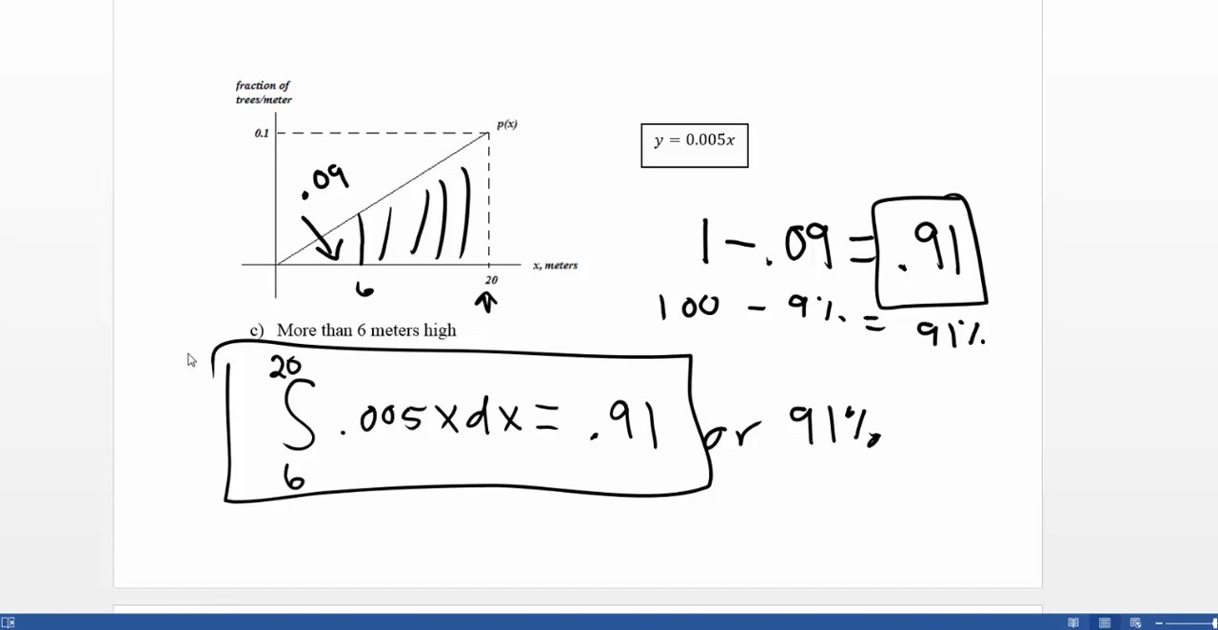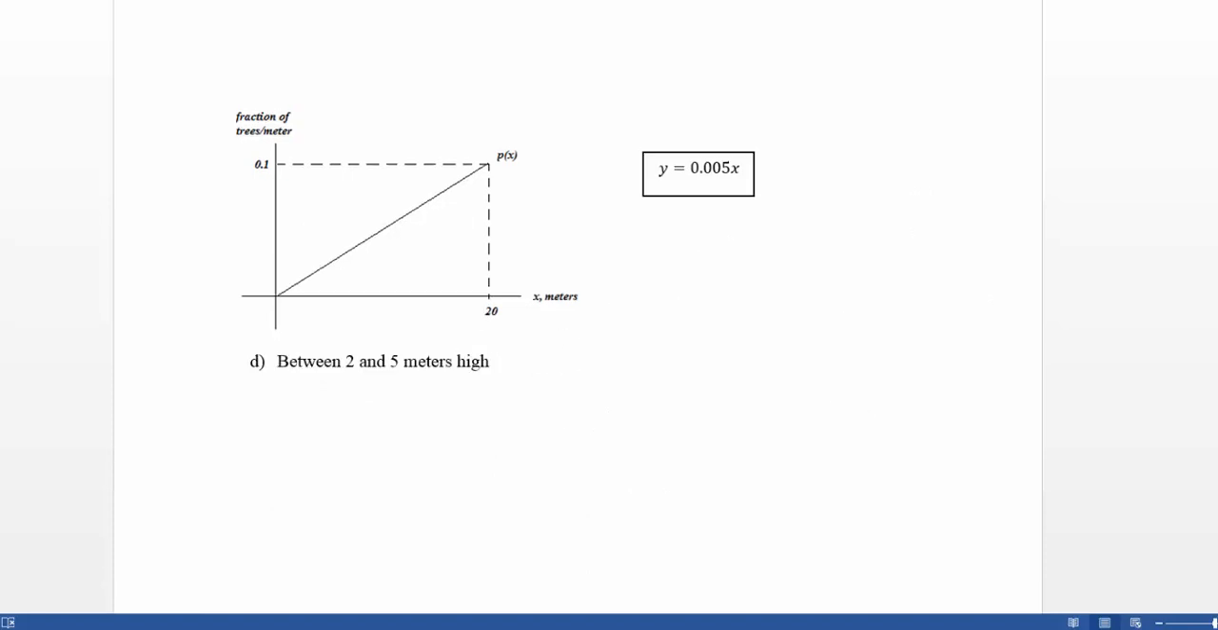Finally, let's look at a percentage that doesn't include one of the endpoints. Part D. Find the percentage of trees that are between 2 and 5 meters high. So notice now that I'm not using 0 as a starting point. And so again, I'm looking for this area that's trapezoidal in nature, or you can break it up into a rectangle and triangle if you were to approach this geometrically. However, the area between any 2 points can be found using integration.